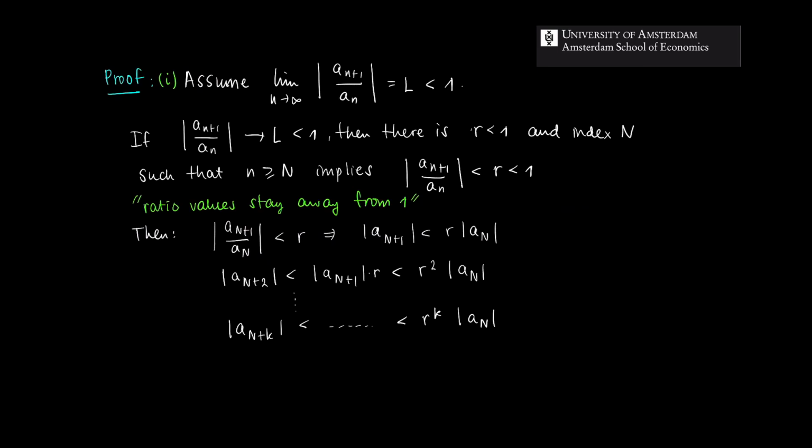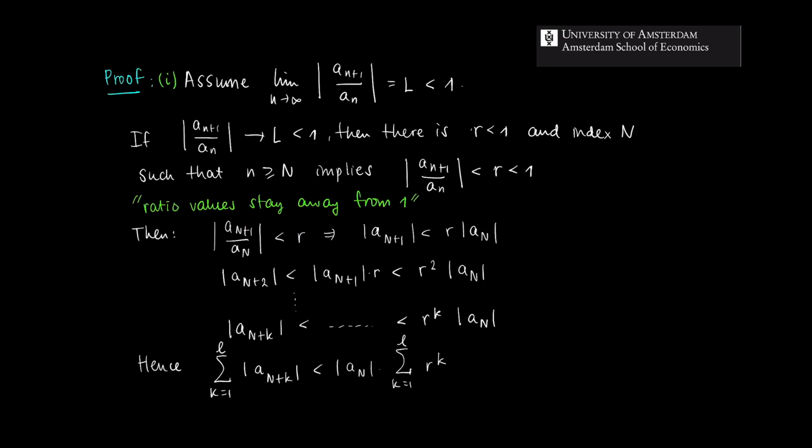So if we now add up the an's on the left hand side, what we get is the sum of k is 1 to L, let's say, over the index capital N plus k absolute, which is smaller than the factors on the right hand side. So we get the absolute value of a capital N times the sum over k equals 1 to L of r to the power k.